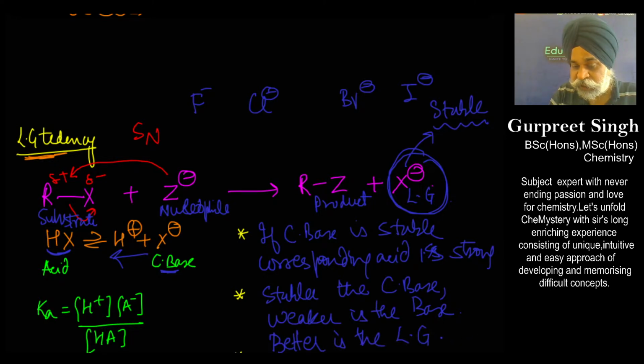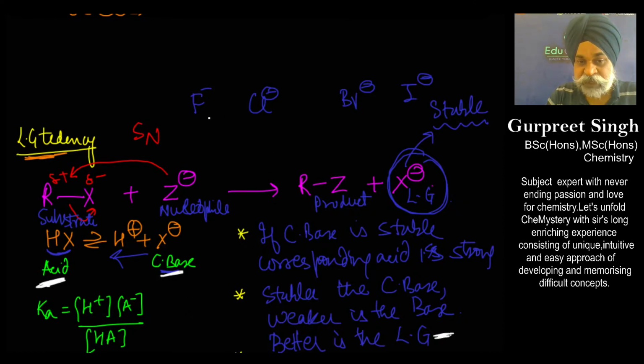Here I would categorically let you know that sometimes people start comparing leaving group tendency with nucleophilicity. Make it a point, nucleophilicity does change with change in solvent. So it is always advisable, when you are talking of leaving group tendency, to compare it either with the basicity of the conjugate base or with the acidity of the corresponding acid. Stronger the acid, stabler the conjugate base, weaker the base, and better the leaving group it is.